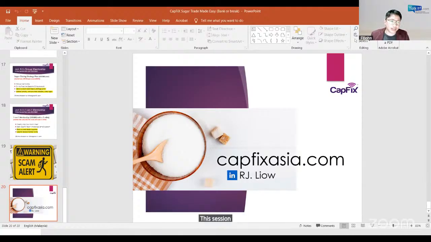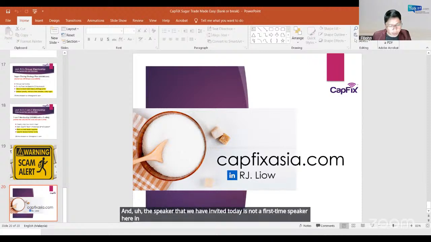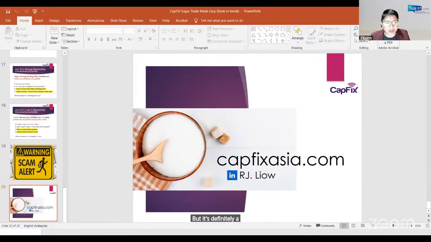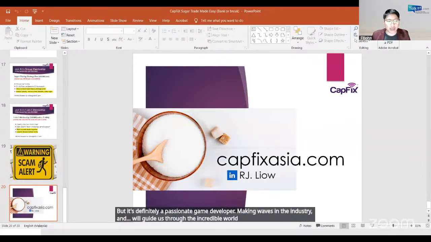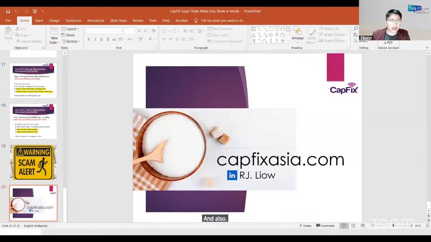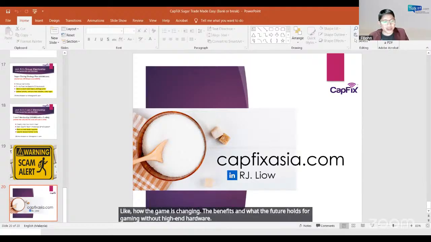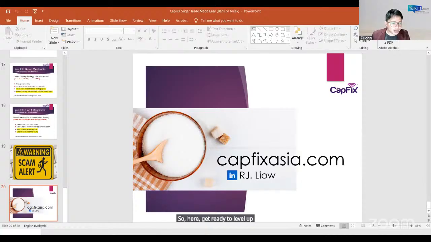This session is tailored for gamers and technology enthusiasts, and the speaker we have invited today is not a first time speaker here at Let Us Socket, but is definitely a passionate game developer making waves in the industry. They will guide us through the incredible world of cloud gaming, how it works, how gaming is changing, the benefits, and what the future holds for gaming without high-end hardware. So, get ready to level up with our speaker, Akshali Jain, for the second topic.